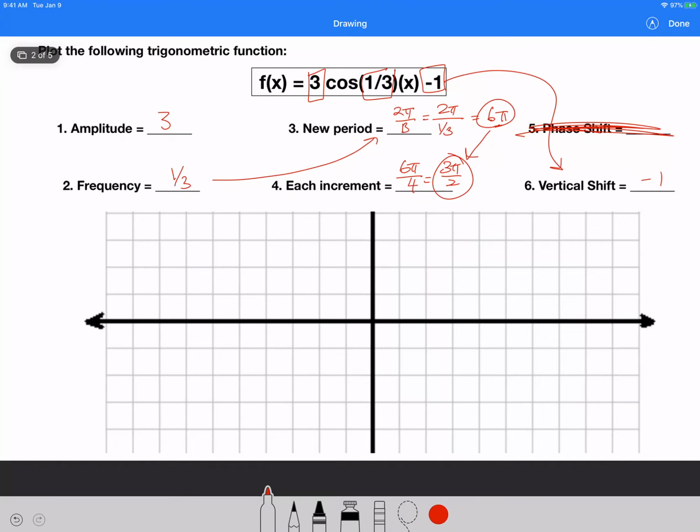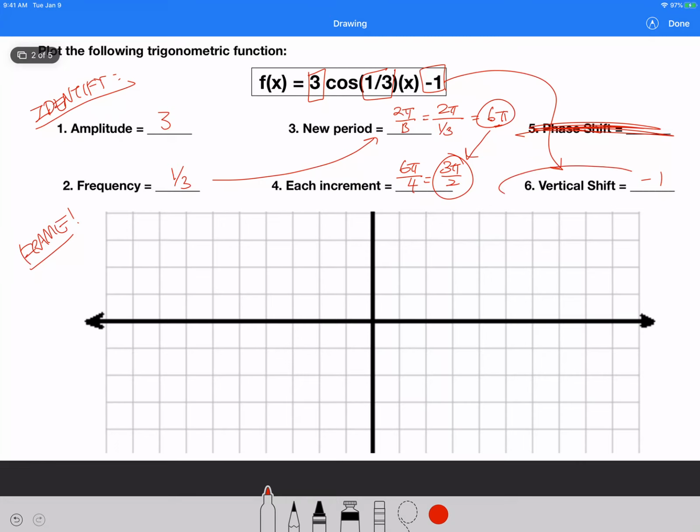Now, first, identify all of these things. You will get points for every single one of these components. Then, what's my next step? I have to draw my frame. Do not forget to draw the frame for every trigonometric function. I want to see that.